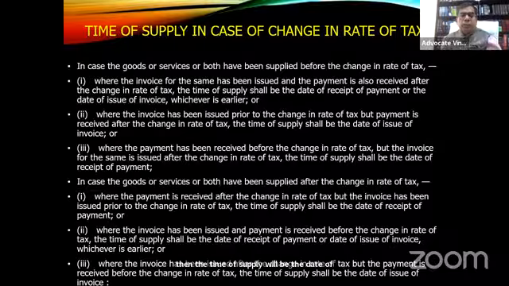Or where the invoice is issued and the payment is also received before the change of rate in tax, the time of supply will be the date of payment receipt or date of issue of invoice, whichever is earlier. So if both have been done prior to the change of rate of tax, only then it is dealing from the taxable event. But if either the invoice is issued after the change in rate of tax or the payment is received after the change in rate of tax, then whichever is later will prevail and it will be synced with the taxable event of supply.